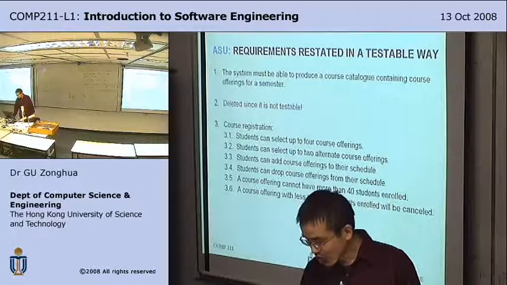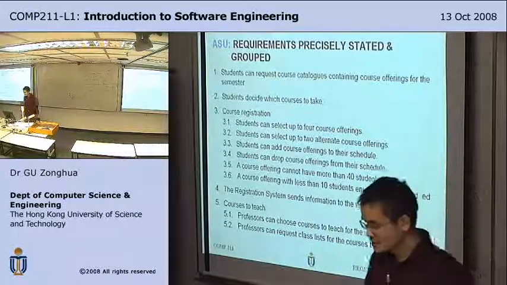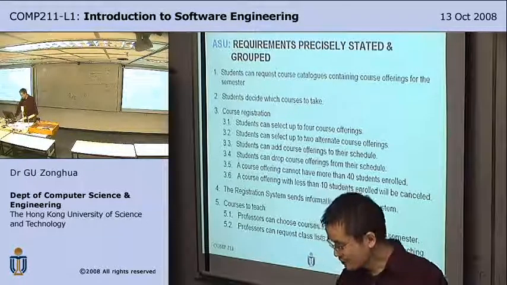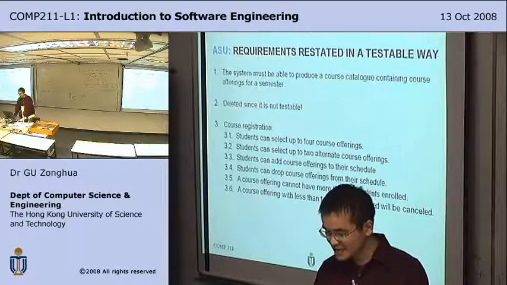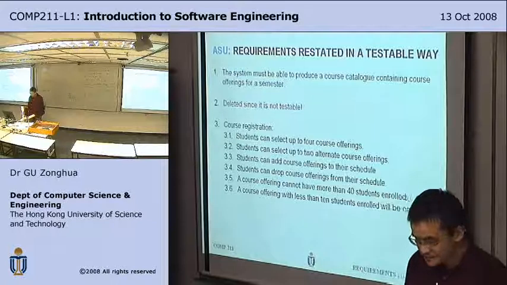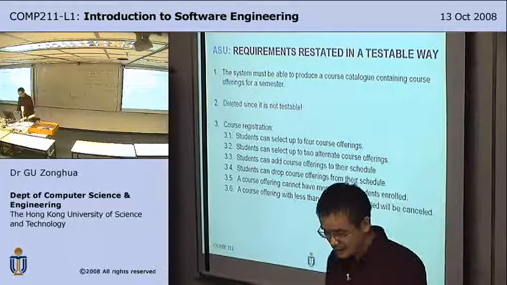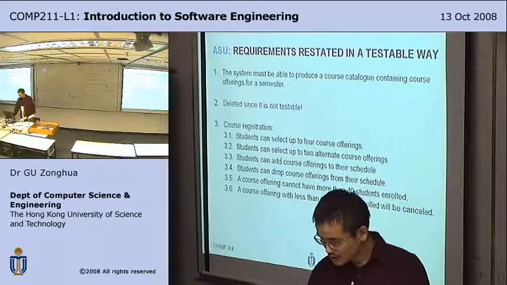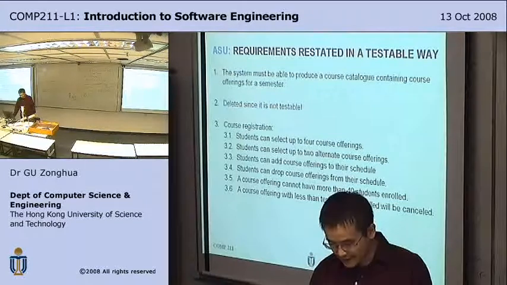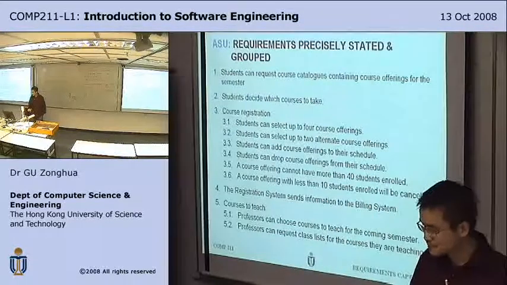The second line says students decide which courses to take. This is a mental process of the student. Therefore, it is not testable, so we delete this line. And the next, course registration, has these 6 itemized requirements. This is essentially a copy of the previous slide, because all of these are testable.